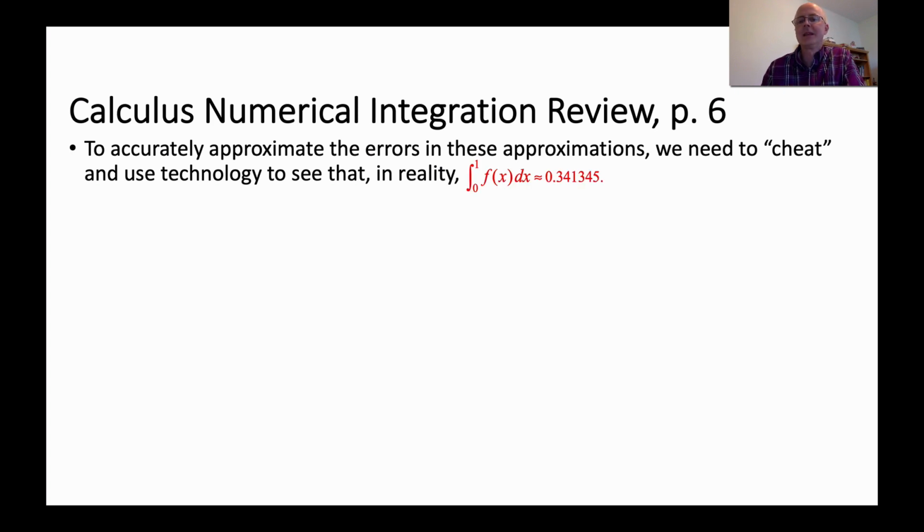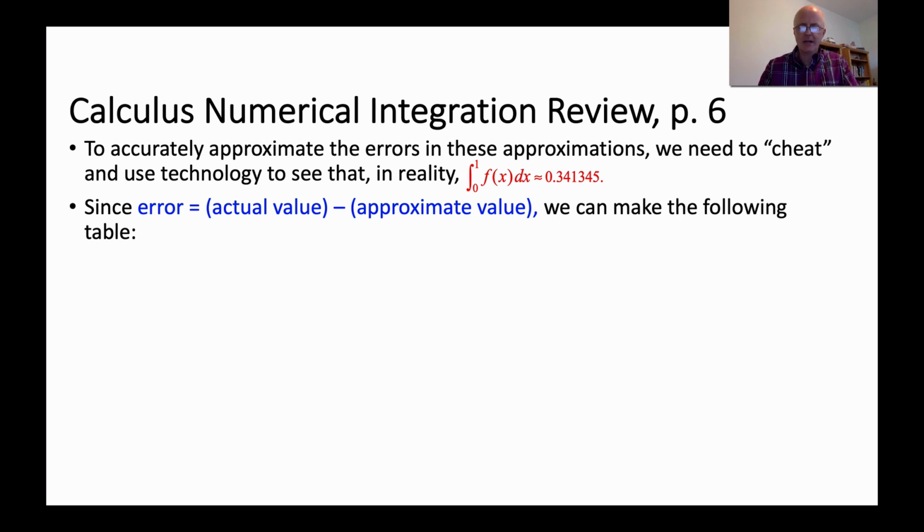the best sixth place after the decimal approximation to this integral is 0.341345. You may want to write that down if you don't have technology to check that, or if you do have technology, like your calculator, go ahead and check that. 0.341345 is the best sixth decimal place approximation to the integral.